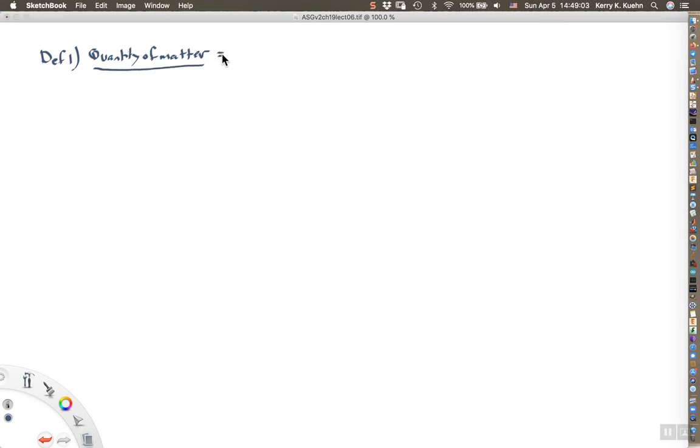And what does he mean by quantity of matter? Well, he says that he means the measure of matter. How much matter there is. By quantity of matter, he means the measure of matter. It's basically how much stuff there is there. We would call this nowadays mass.